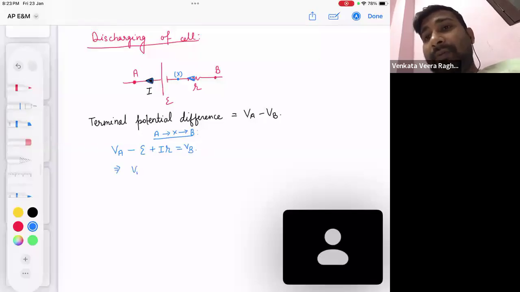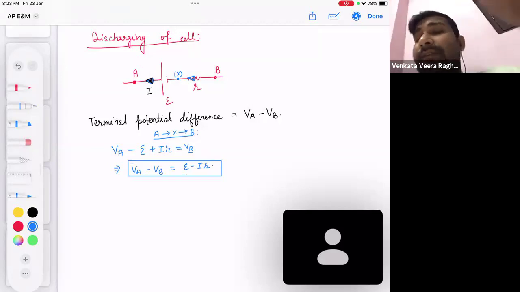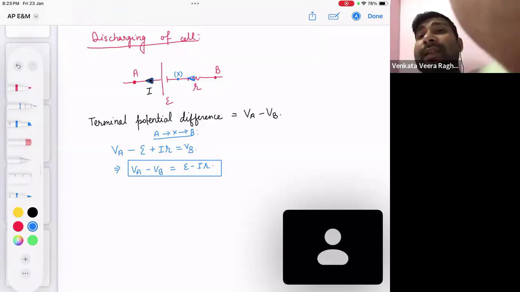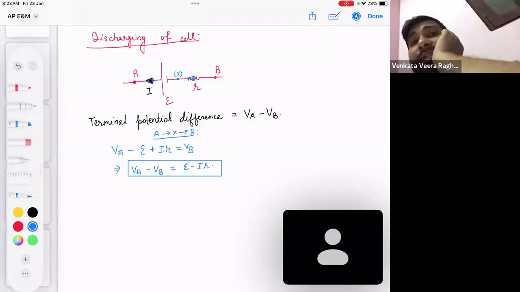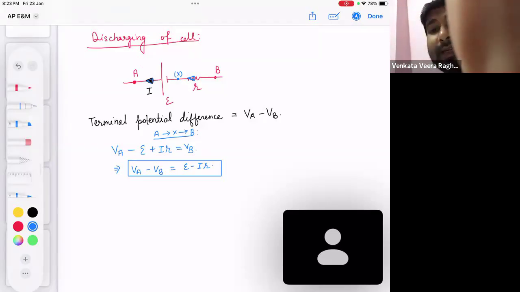So if I calculate VA minus VB, what am I getting? E minus IR. See, that potential difference across a cell, is it equal to EMF? No. It is less than EMF. So when the cell is discharging, the potential difference across the cell is going to be less than the EMF of the cell.